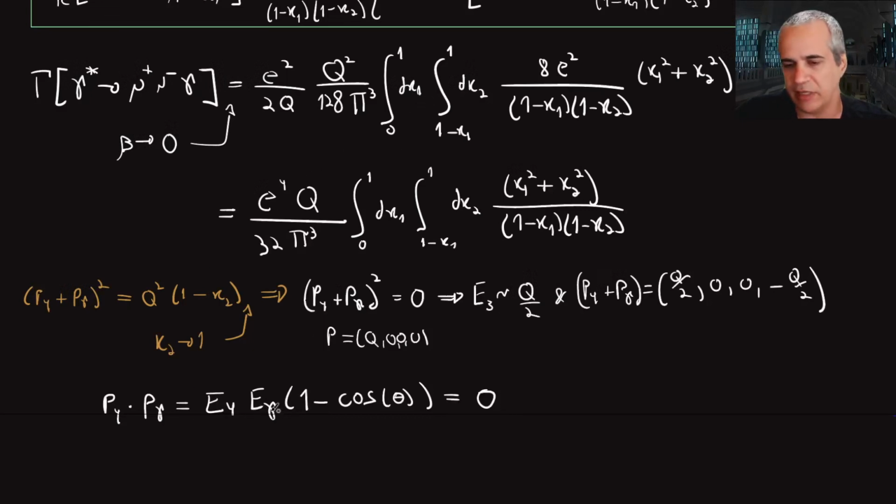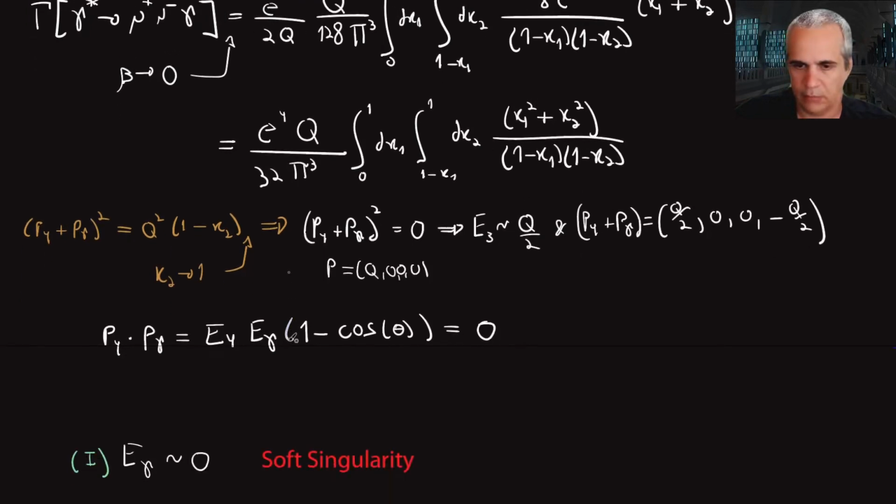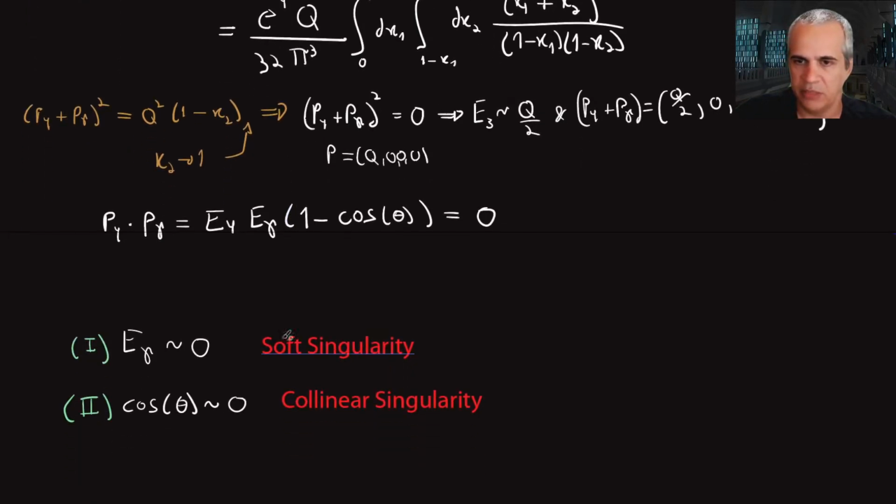These two singularities have names. We call this one the soft singularity, because it's when the photon is really soft, and this one the collinear singularity, which is when the photon is being produced on top of one of the muons. In this case, the anti-muon, because the other one is carrying a lot of energy and going in the opposite direction in this reference frame.